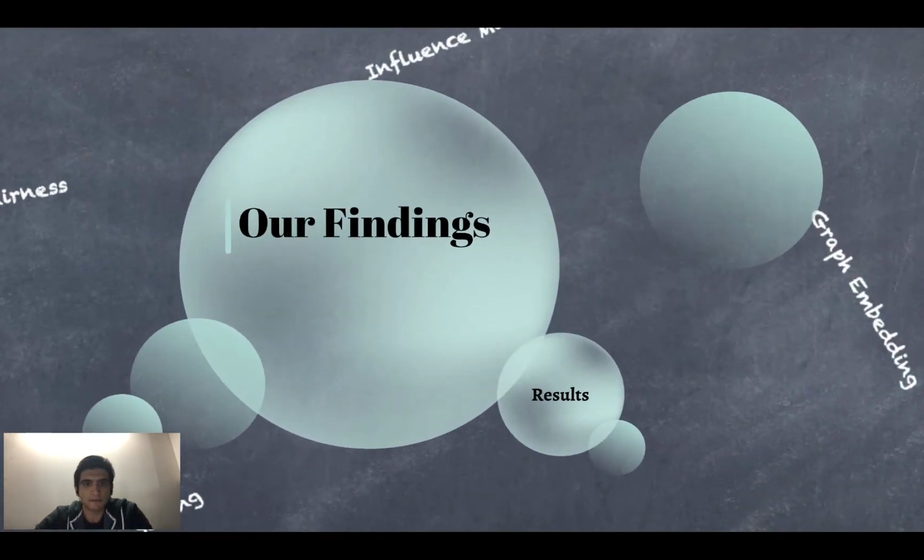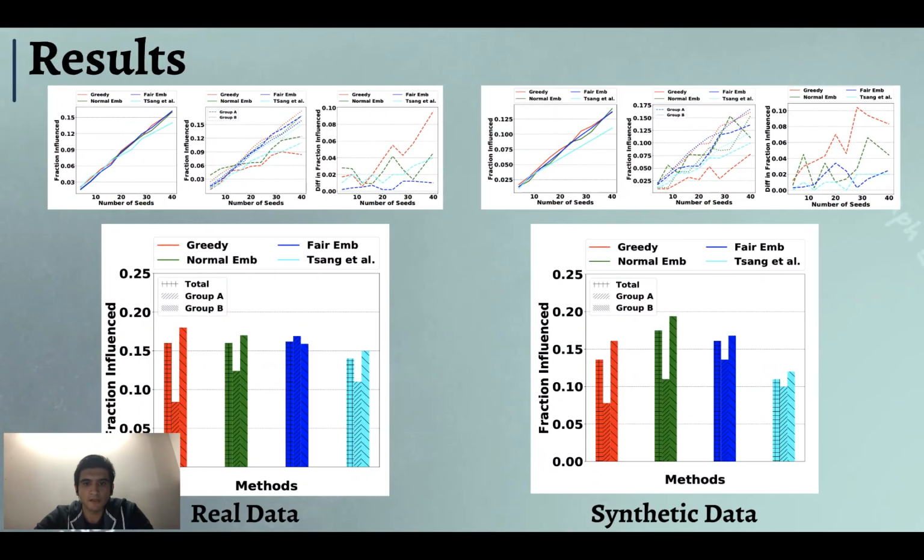Now let's take a look at our findings. While there are typically trade-offs between fairness and influence maximization objectives, our experiments on synthetic and real-world datasets show that our approach dramatically reduces disparity while remaining competitive with state-of-the-art techniques for influence maximization. Here the dark blue bars show the fraction of influenced nodes in different communities in our method, and you can see how the disparity is reduced while the total influenced nodes are maximized.